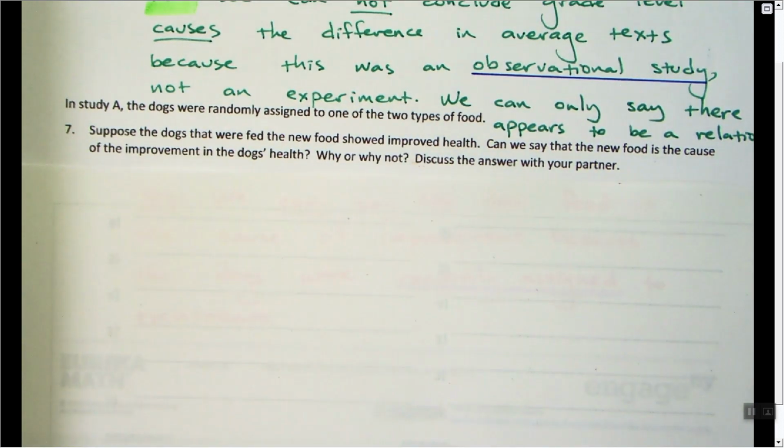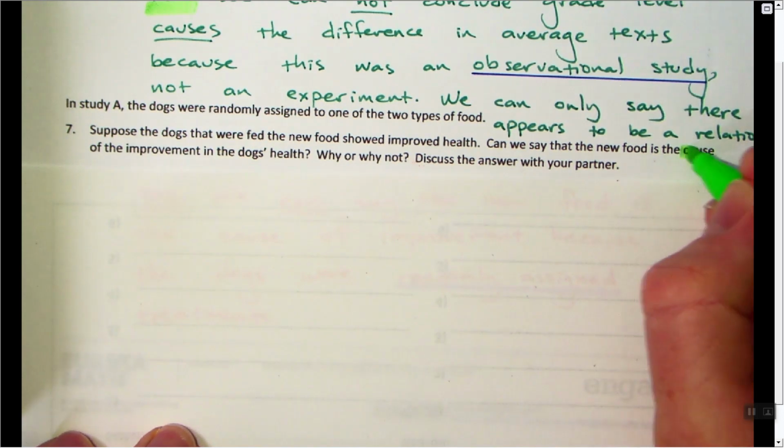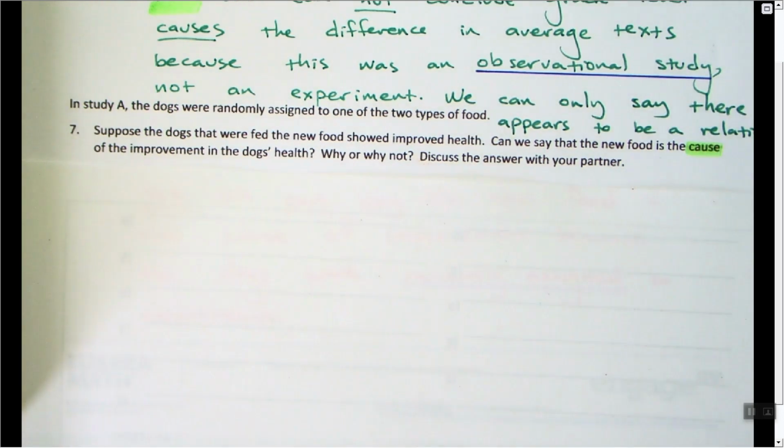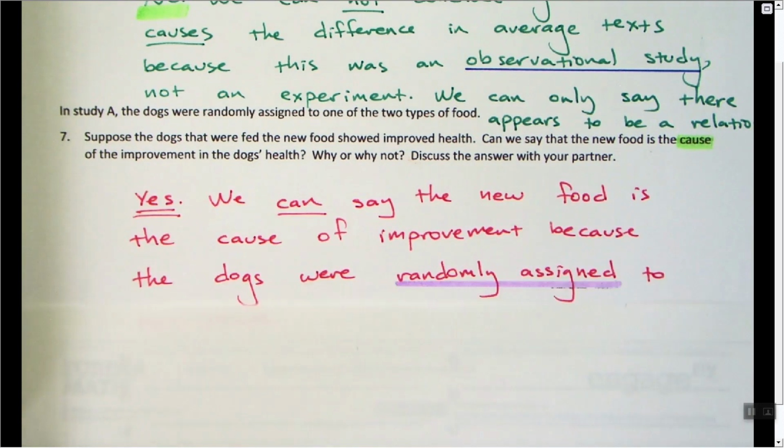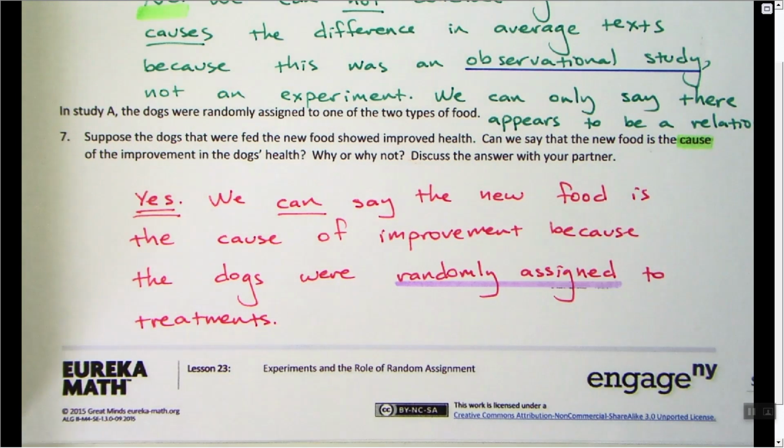Going back to study A about dog food, suppose that the dogs that were fed the new food showed improved health. Can we say that the new food is the cause of the improvement in the dogs' health? Hopefully you're getting to the point where you're very careful about the word cause. Now, is this an experiment or an observational study? The dog food study, study A, was an experiment, and subjects were randomly assigned, so the answer is yes. We can say the new food is the cause of the improvement because the dogs were randomly assigned to treatments.